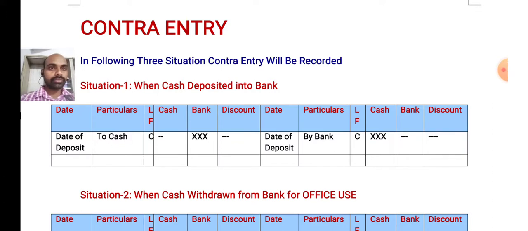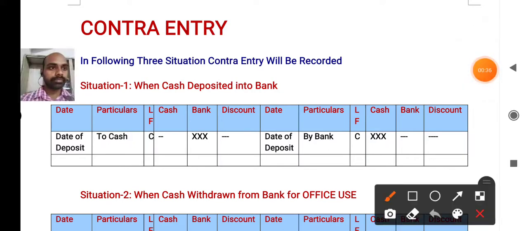Here I am with a new video relating to contra entry, which creates a little problem in understanding while doing the triple column cash book. If you understand this part, you can easily solve the long problems relating to the triple column cash book. That is why I'm making a video on it. Let us discuss these things, which are very important for your exam.